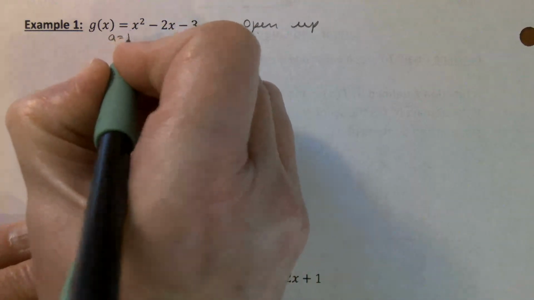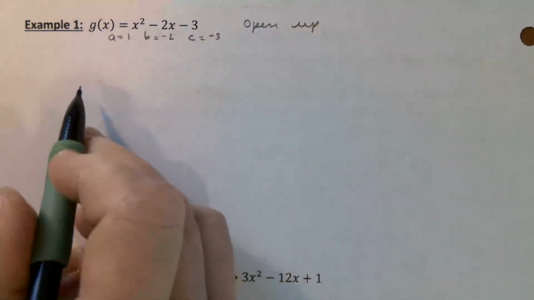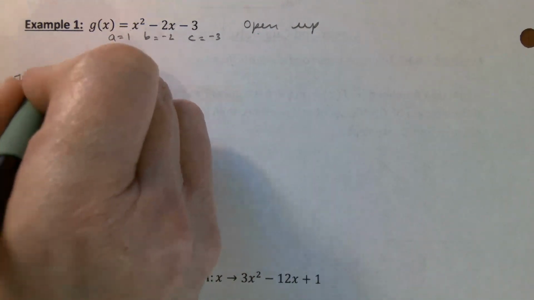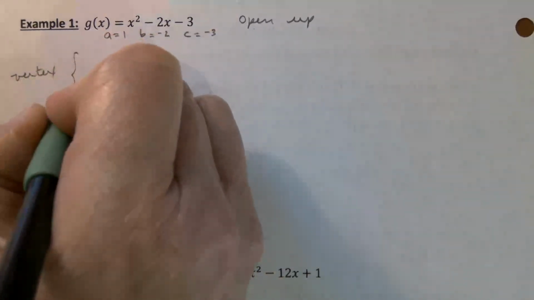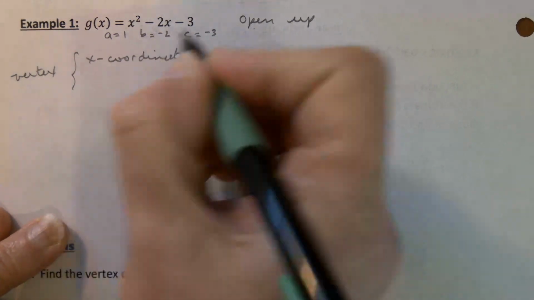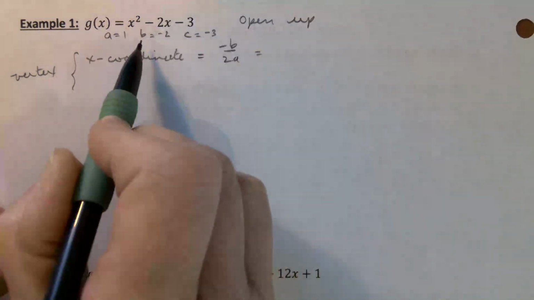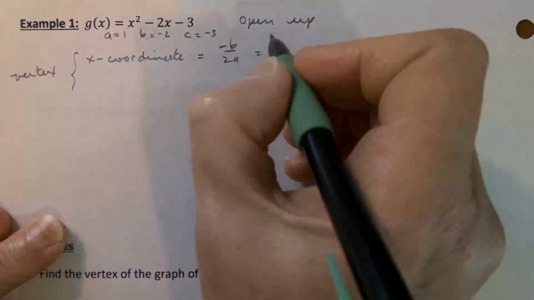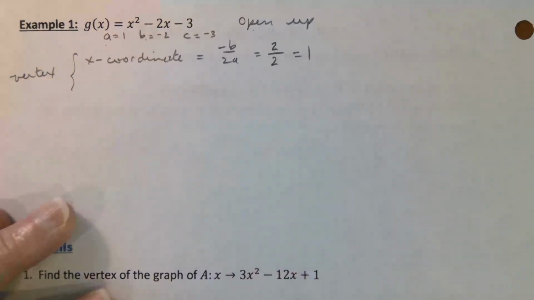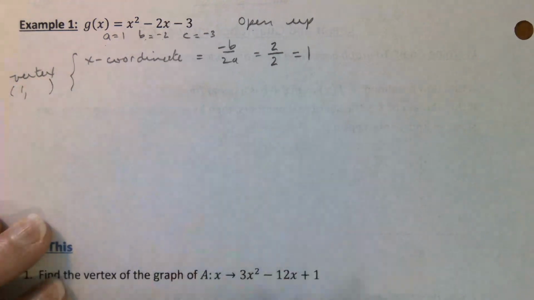Because in this case, a is equal to 1, b is equal to -2, and c is equal to -3. Okay. I can find my x coordinate of the vertex. So let's find the vertex. We have the x coordinate is going to be equal to negative b over 2a. So the opposite of b, if b is -2, its opposite is +2. A is 1, so it's just 2 over 2, which is equal to 1. So there's the x coordinate for my vertex. So my vertex is at (1, something).